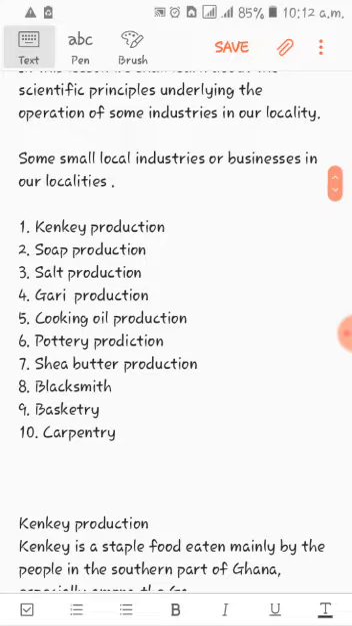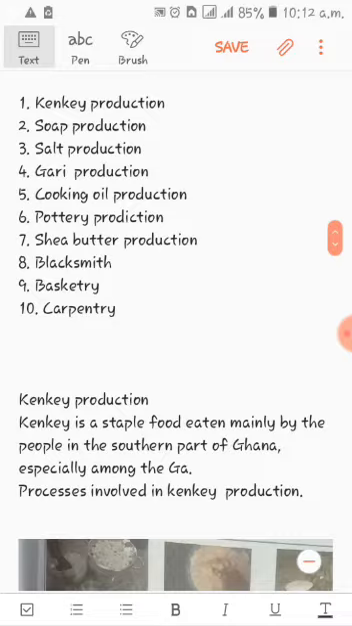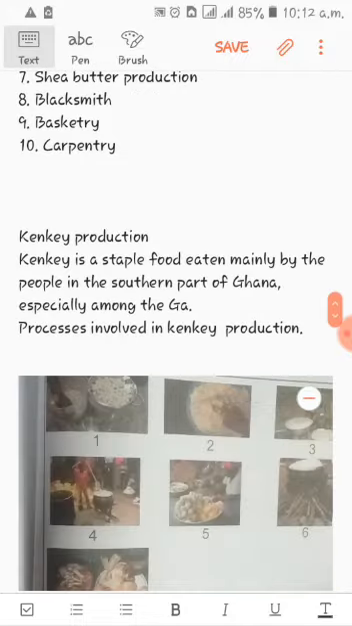Now, let's look at kenke production. Kenke is a staple food eaten mainly by the people in the southern part of Ghana, especially among the Gas. And the processes involved in kenke production include this. So if you take your textbook, you see the pictures that I have in your textbook.